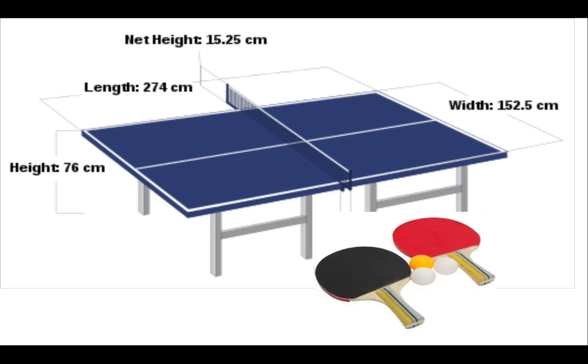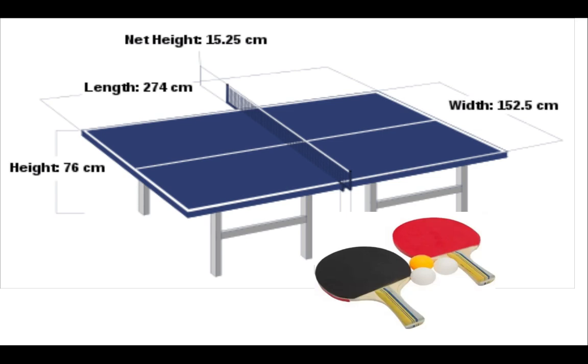The game takes place on a hard table divided by a net, as you can see on the screen. The aim of the game is to make the ball go over the net to the opponent's half, so that the opponent cannot reach or return the ball over the net towards the other part. So like that we can start the game.